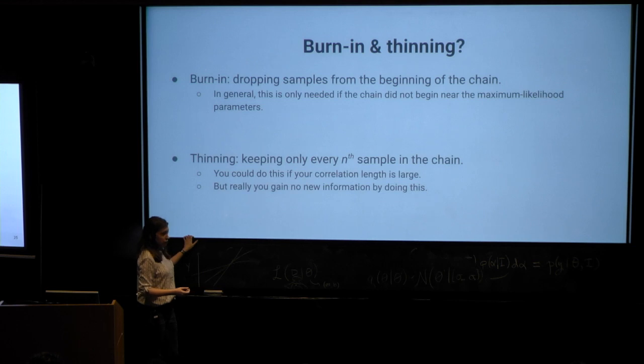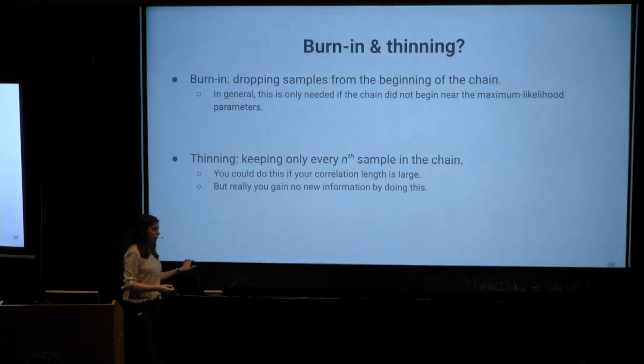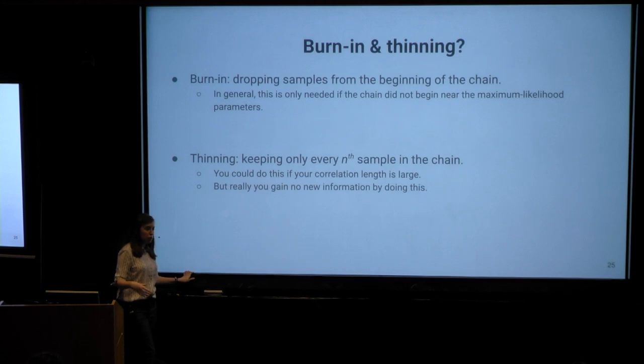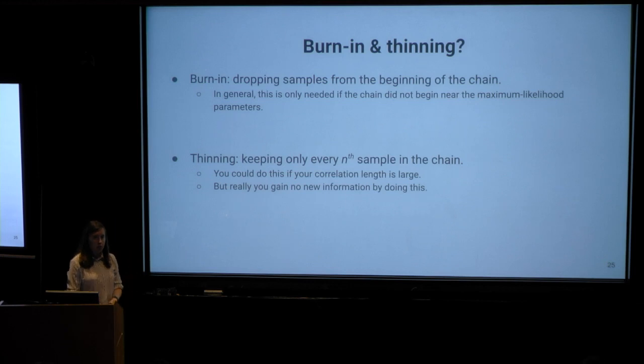Thinning is the idea that if it took us a while to get from one sample to the next, in other words, if the correlation length was long and it takes you many proposals before you get to a next accepted independent step, then you're not going to drop all of the repeated samples, but you might be able to just get away with only keeping every nth sample in the chain. And that is because you're still keeping the correct proportion of steps relative to each other, but you're not having as much repeated information in there.